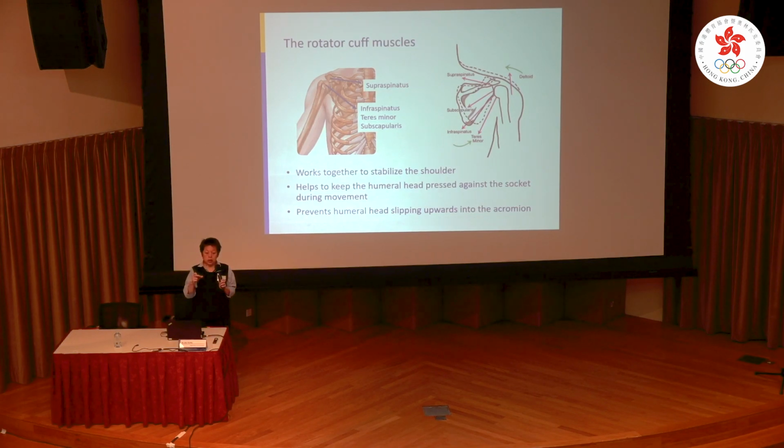If these muscles are weak or fatigued, the humeral head will come up and slip upwards into the acromion. That means it gets hit against this area, which is what people call subacromial impingement, 即係嗰啲撞擊症. And then every time you lift your arm, you have pain in the shoulder.